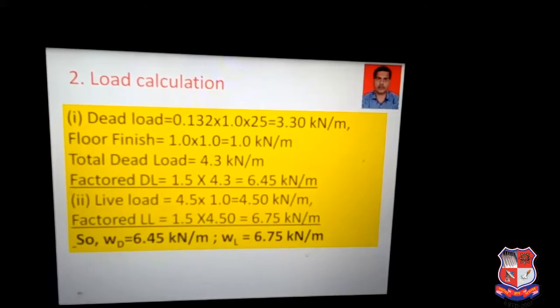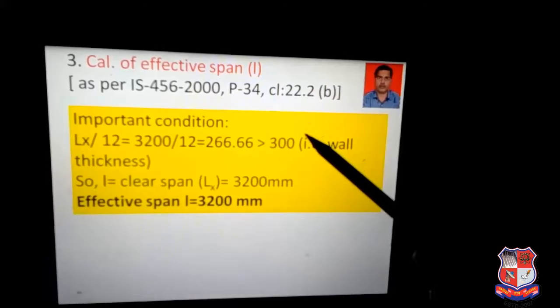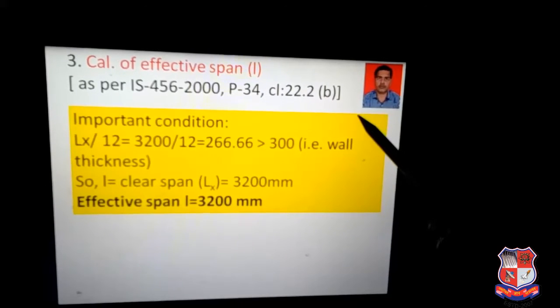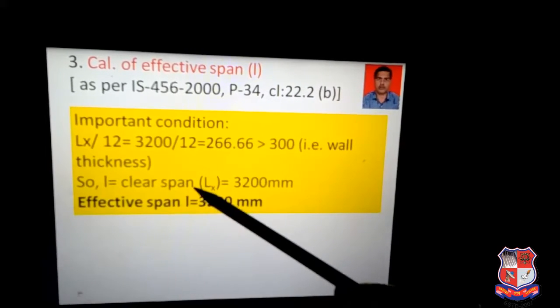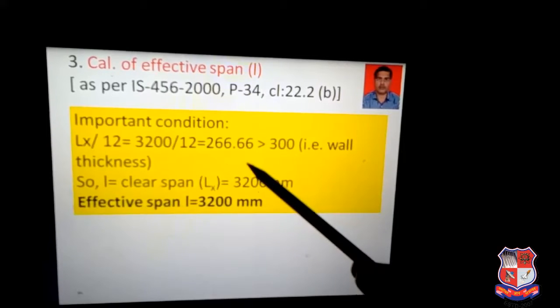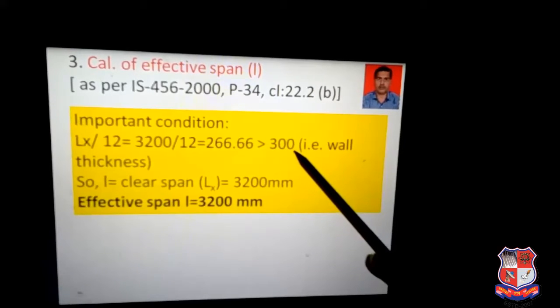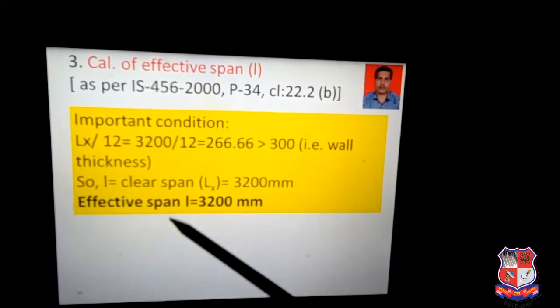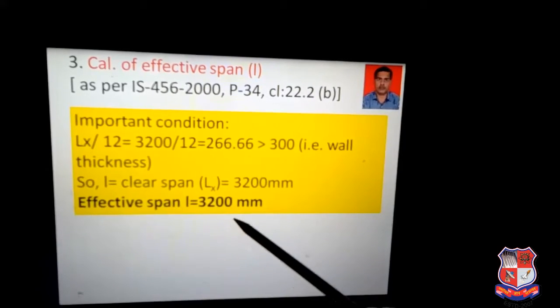So with these two loads we have to now calculate the bending moment, but before that we have to calculate the effective span. As per IS 456-2000, page 34, clause 22.2(b), an important condition in the case of a continuous slab is that we have to take the shortest clear span divided by 12, that is 3200 by 12, that is 266.66, and this is less than the width of the wall, 300 millimeter, which we generally take. With this condition, the effective span L becomes equal to the clear span Lx, that is 3200 millimeter. So the effective span L is 3200 millimeter for the next step.